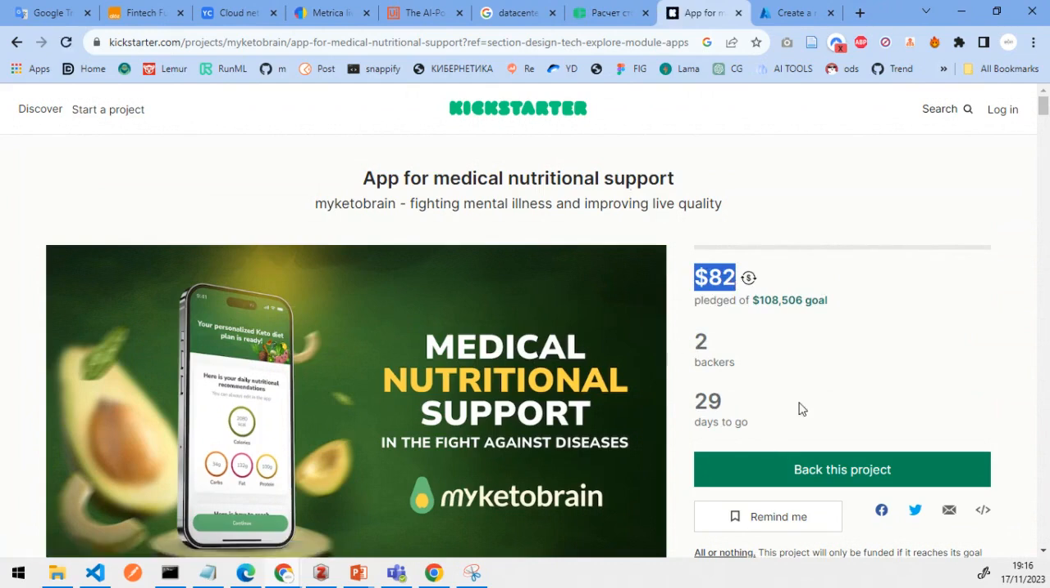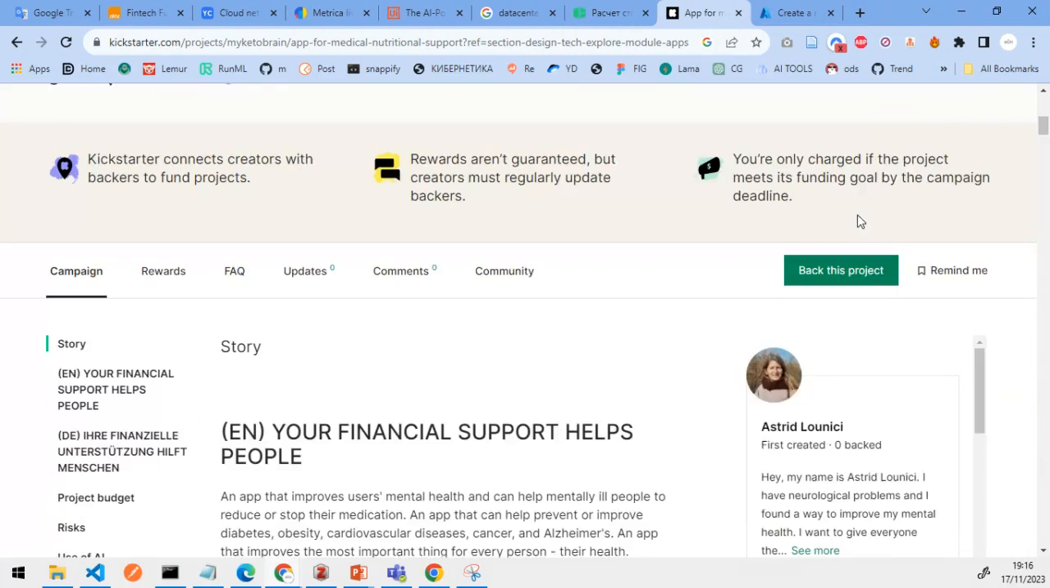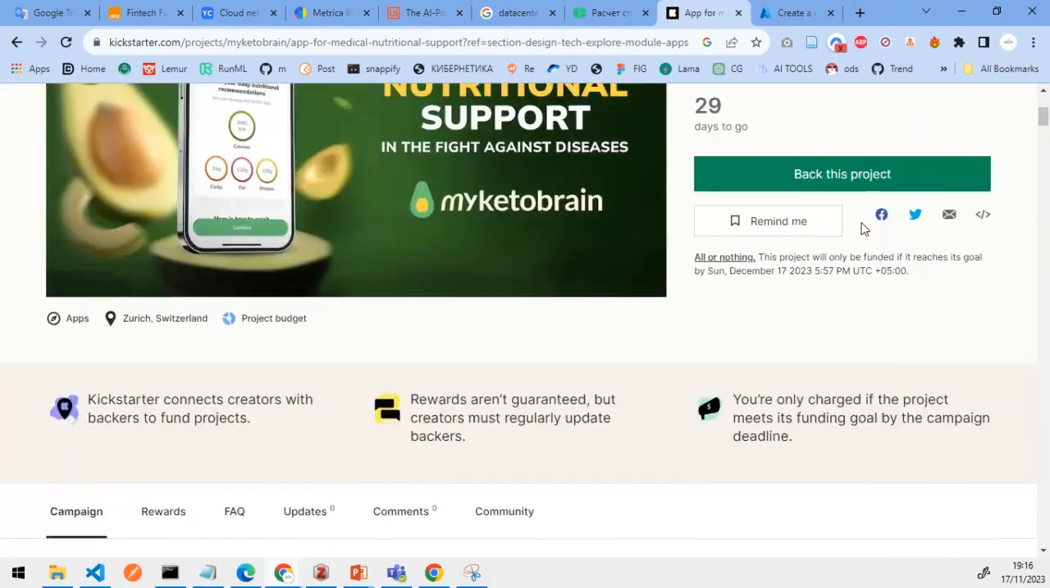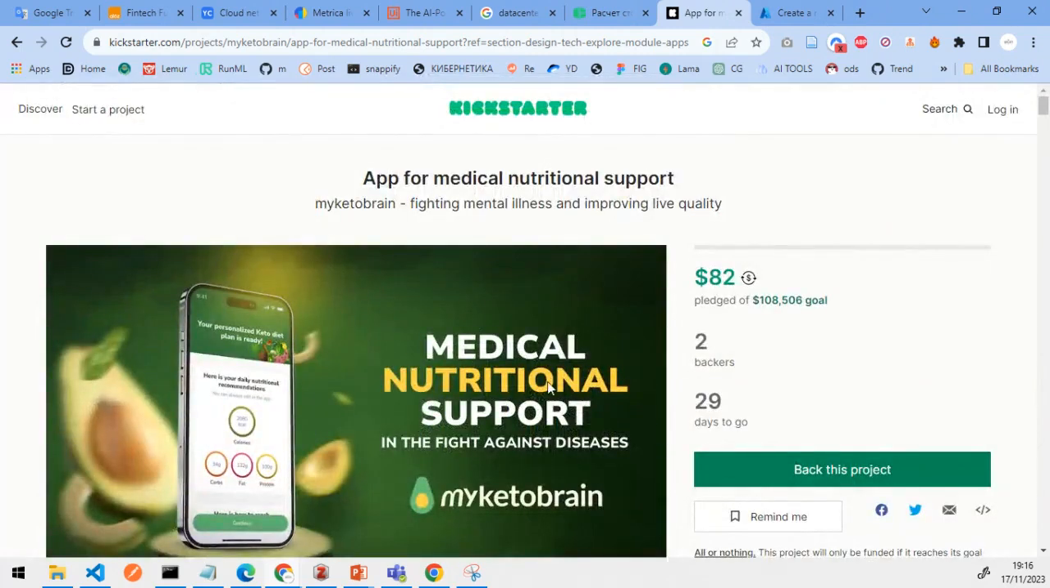So you can support a project. I can back this project by giving some money or investing into it. So this is one way of investing into a project. This is a fintech solution whereby these people don't need to go to the bank for any money, but they can get funding from individuals who want to support them.